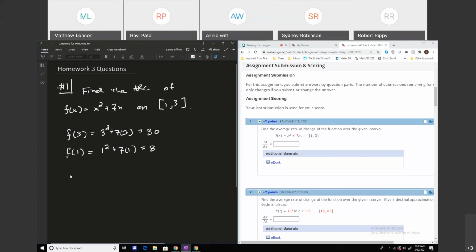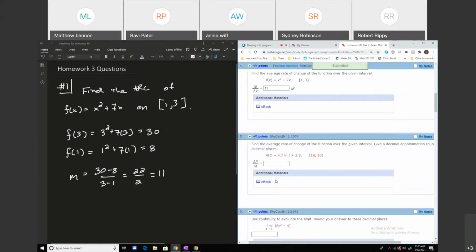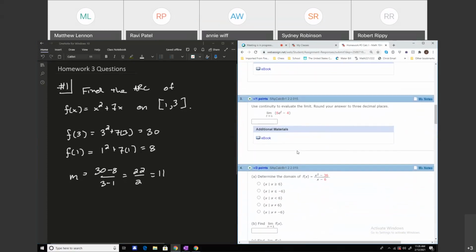So then you do the slope formula. So your slope formula is 30 minus 8 divided by 3 minus 1, which is 22 over 2, which comes out to 11. So number 2 is exactly the same. There are some decimals involved, and you want to give a decimal approximation. So we'll skip over number 2 and move on to number 3.